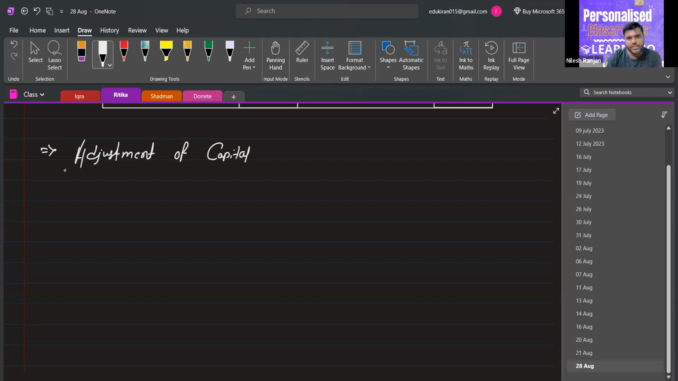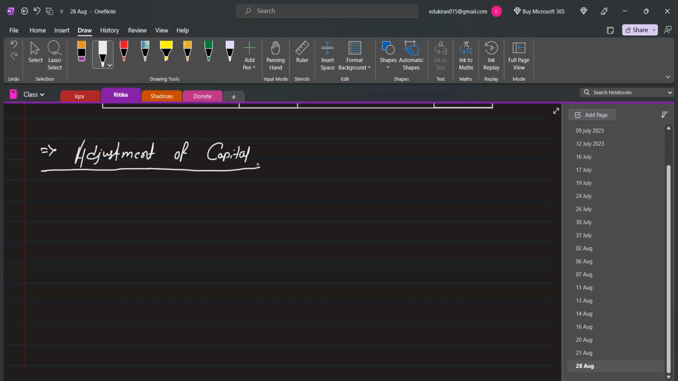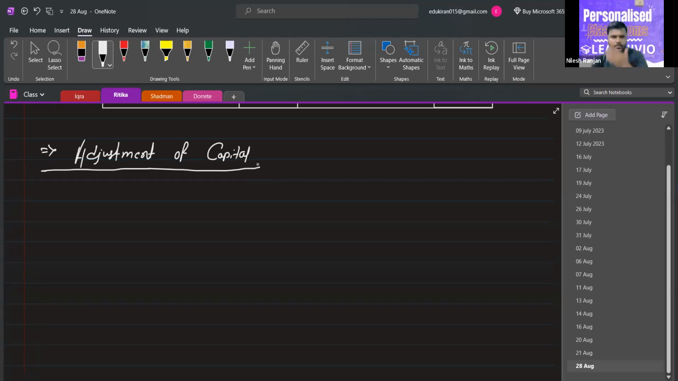Why is this adjustment required? So because the partners are putting in additional capital and to record that. Partners are putting additional capital? No, actually, no. The only partner who is bringing the capital is the new partner. So he is required to bring some capital.